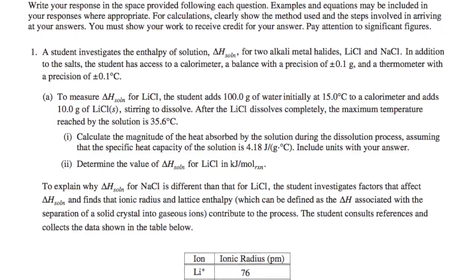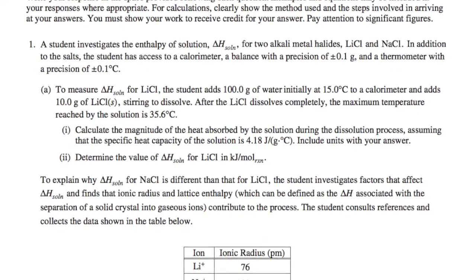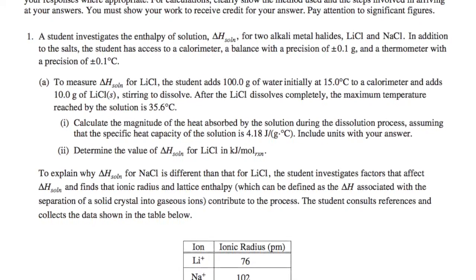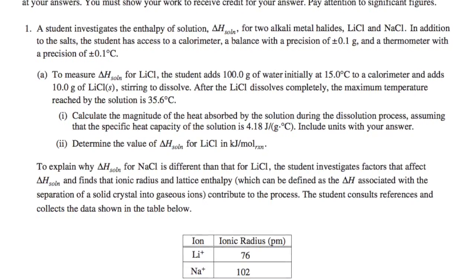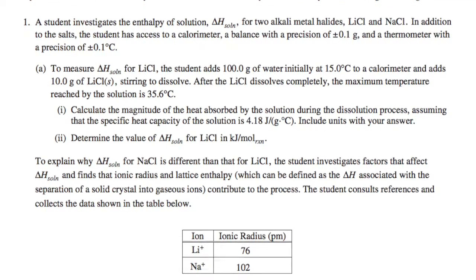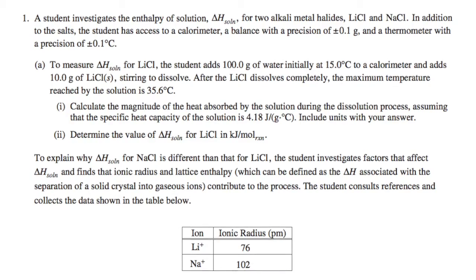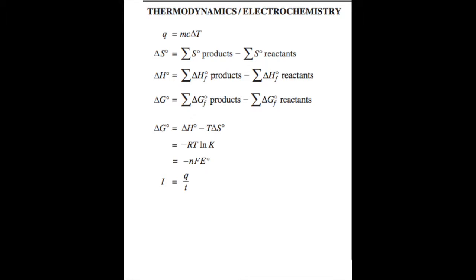Now in part 1, it says to calculate the magnitude of the heat absorbed by the solution during the dissolution process, assuming that the specific heat capacity of the solution is 4.18 joules per gram degree Celsius, and it also wants you to include units with your answer. Now, when it asks me to calculate the magnitude of the heat absorbed by the solution, I instantly think of Q equals mcΔT, which is m c, change in temperature.